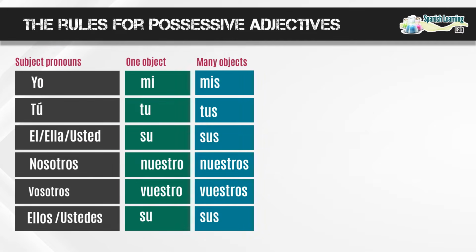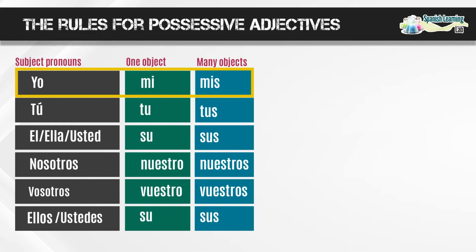The chart below shows the possessive adjective to use in relation to the number of objects that we refer to and their owner. One object: mi, tu, su, nuestro o nuestra, vuestro o vuestra, su. Several objects: mis, tus, sus, nuestros, nuestras, vuestros, vuestras, sus.